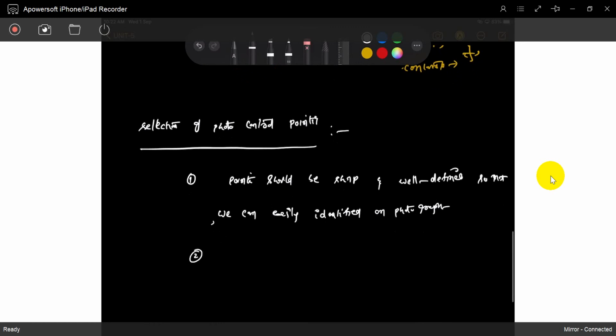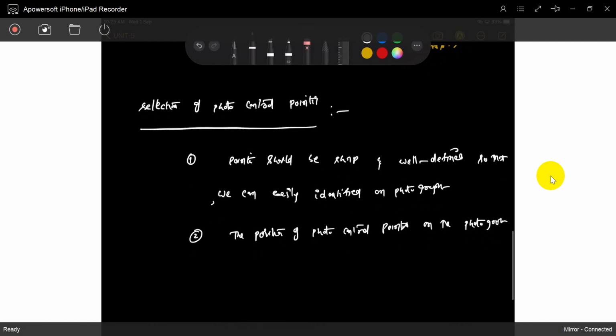So second is the position. The position of photo control points on the photograph should be favorably located. Favorably located. So what is favorably located?